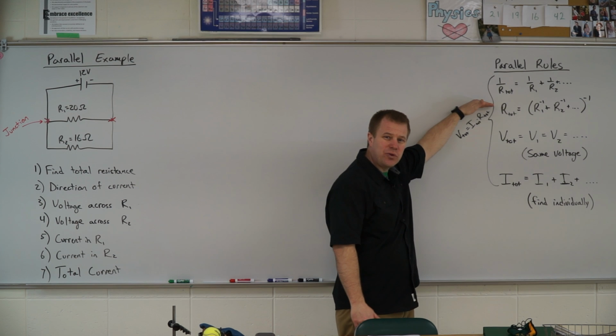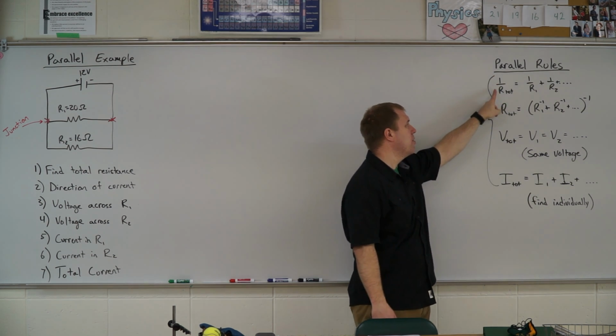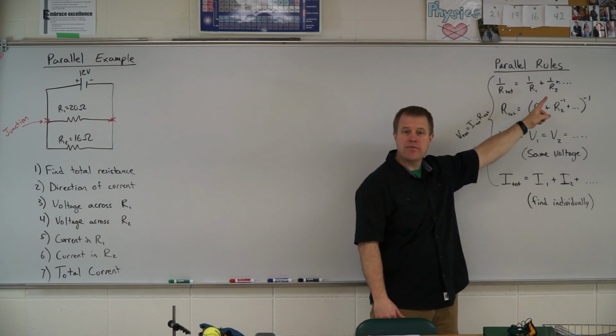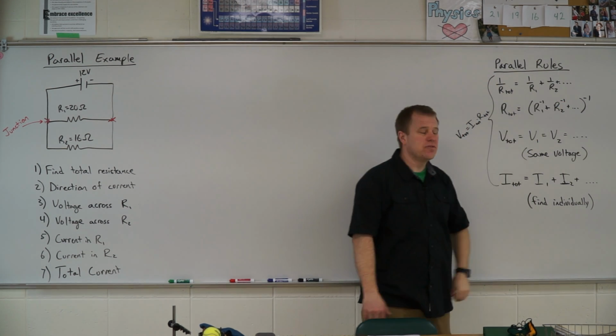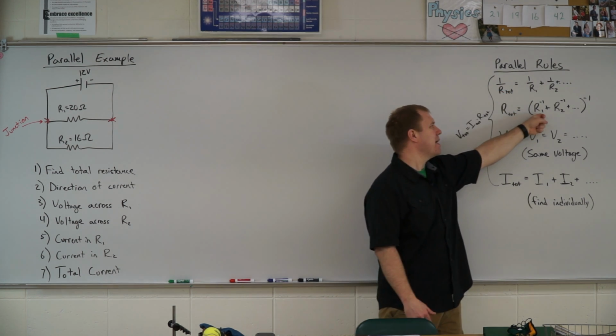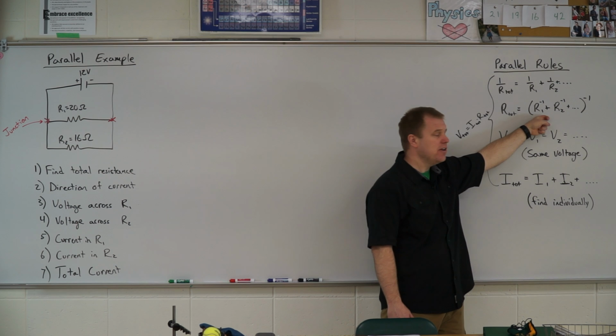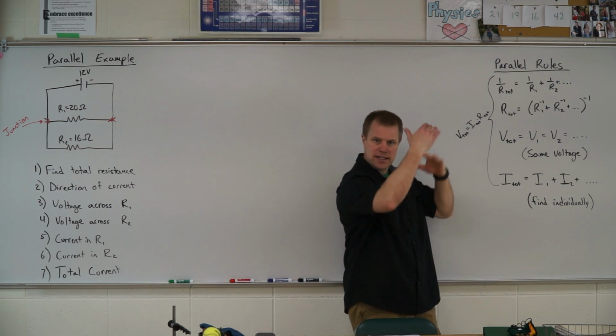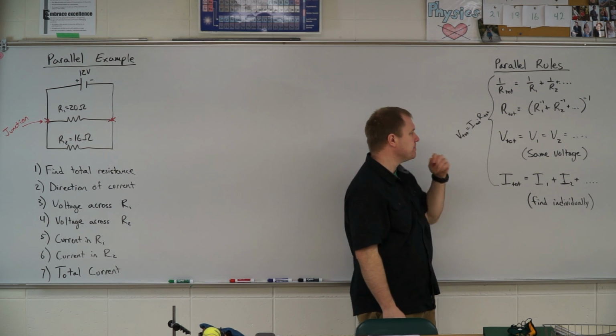So to find the total resistance, I have to go 1 over R total is equal to the sum of all of the inverses of those resistances. Now you can write the equation either way. This is the way I tend to type it on my calculator. This is the way I tend to write it out, so it's a little more visual. Yes, it is in the denominator there.